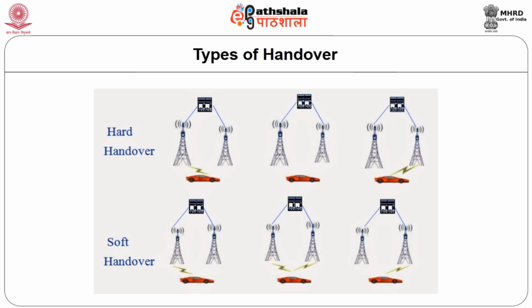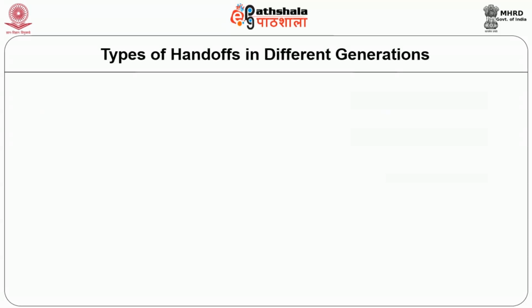So, a device can be on two frequencies at the same time. Right? This is also known as make before you break. So, once the connection has been established with the new base station, then the connection with the old base station is being released. So, these are the two categories of handovers.